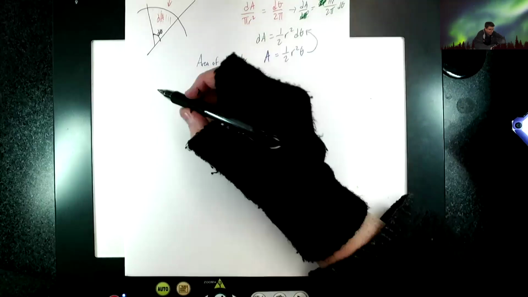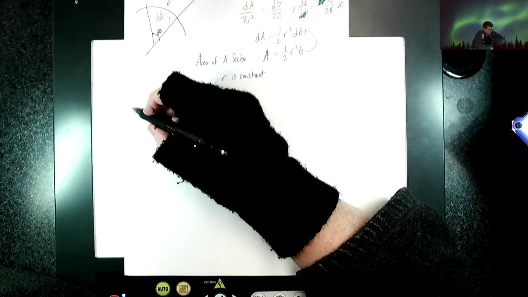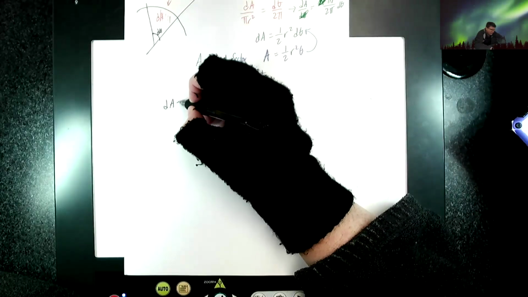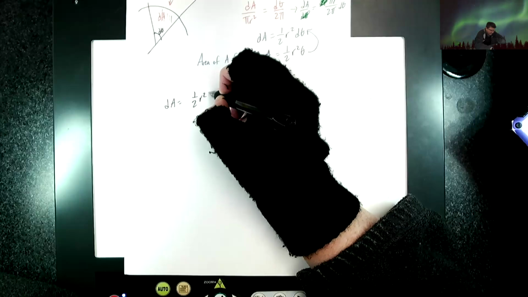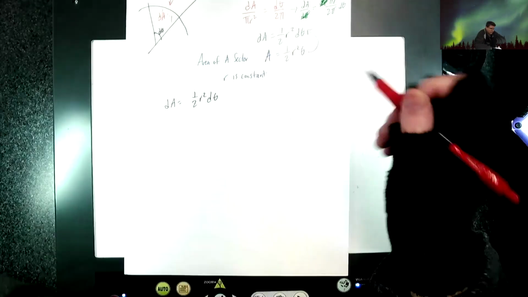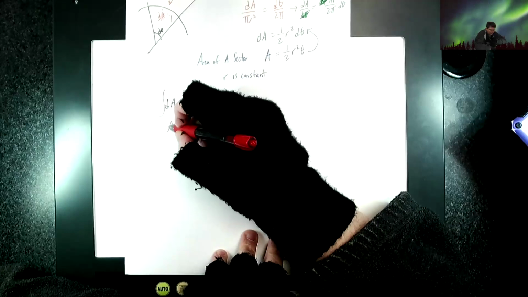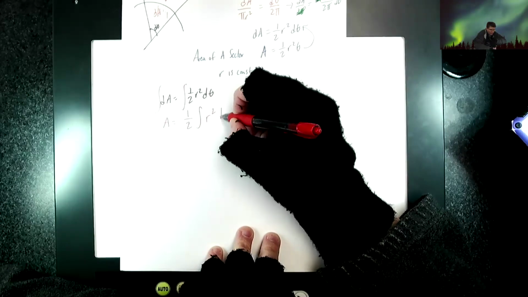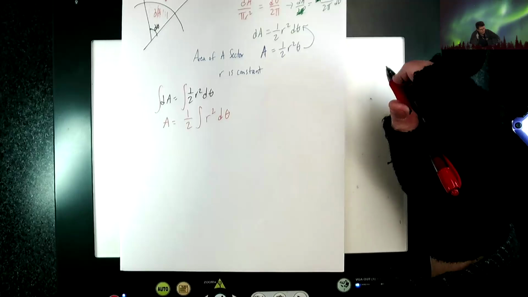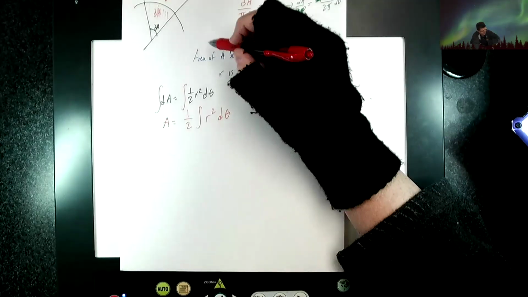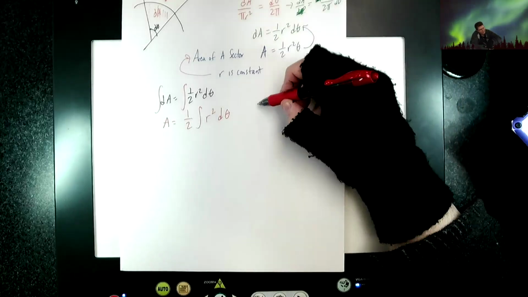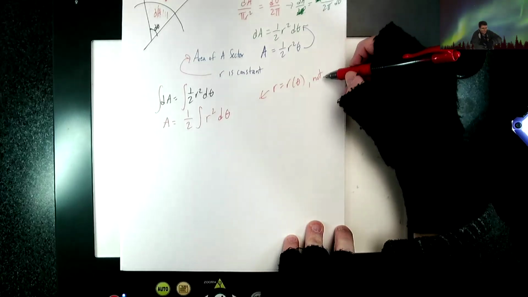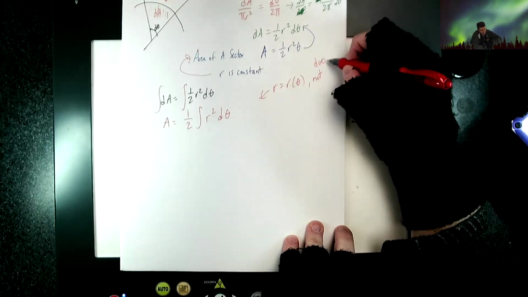Simplest portion of a circle. So dA equals 1/2 r squared dθ. We integrate both sides and we get A. Pull out the 1/2. We've got r squared dθ. Now, when we did it up here, r was a constant for the area of a sector. Here, r is a function of θ and it is not constant. Well, it doesn't have to be constant.